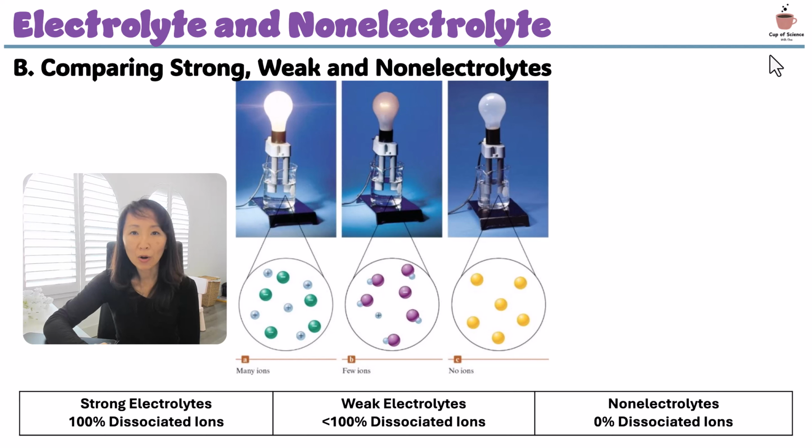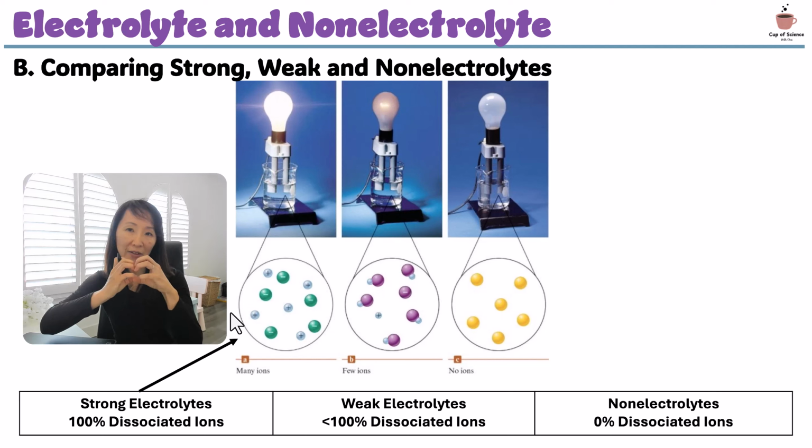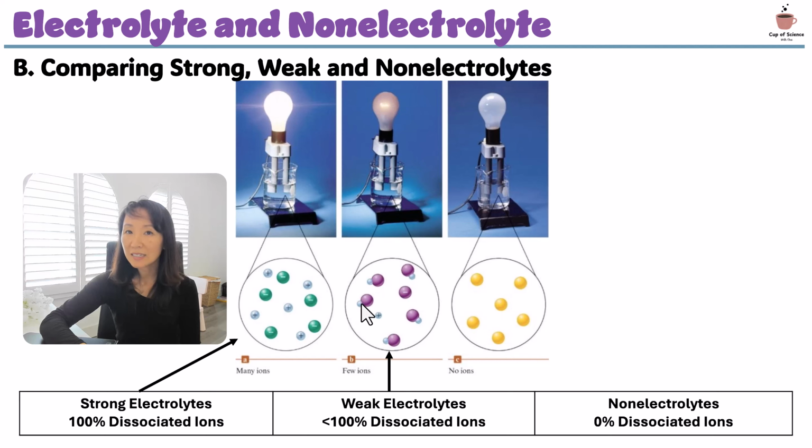If I were to compare all of these three, let's say I look into the strong electrolytes first. The strong electrolytes will have 100% of the ionic compound being dissociated. So here you see ions, 100% of them. Once they work together, now all of them are split apart. Then in a weak electrolyte, some still stay intact, only a few are split apart, so only a few dissociate. So I wrote under 100% dissociated ions. Then we have non-electrolyte, none will dissociate and it can't conduct any electric current, and so you don't see any light bulb change.